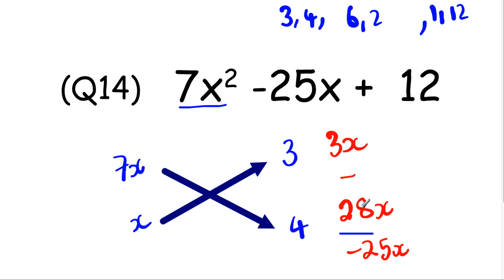Okay, so we want to make sure, therefore, that when 7x times 4, we get negative 28. So the negative is on the 4, and the positive is on the 3, and they are your correct factors. It is really worthwhile checking that you've got this. Often students use this method and they don't check and they end up having the wrong answers.